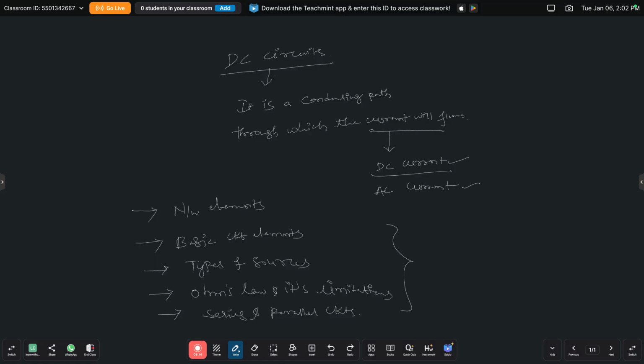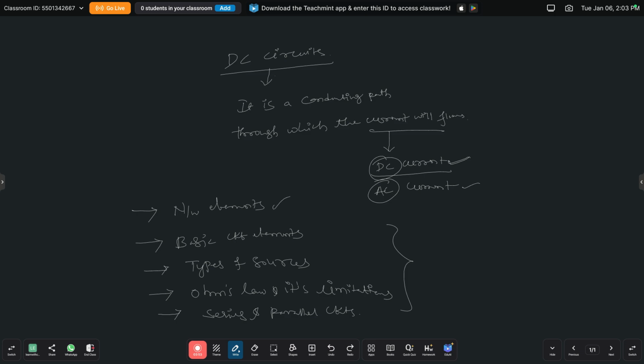Once again, first is the DC circuit. This is our first unit. A circuit is a conducting path through which the electric current flows. The electric current can be classified into two types, DC current and AC current. If the current flowing through the circuit is DC, it is a DC circuit, and if it is AC, it is an AC circuit. In this DC circuit unit, we discuss network elements, basic circuit elements, types of sources, Ohm's law and its limitations, and series and parallel circuits.